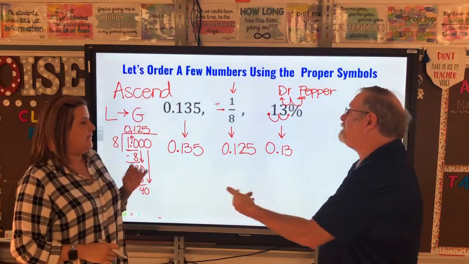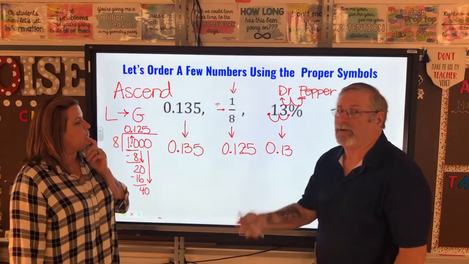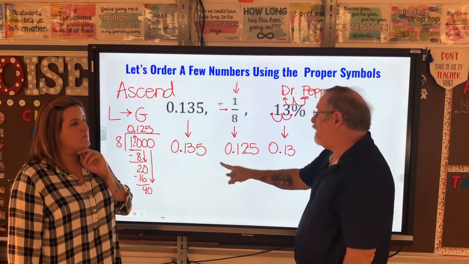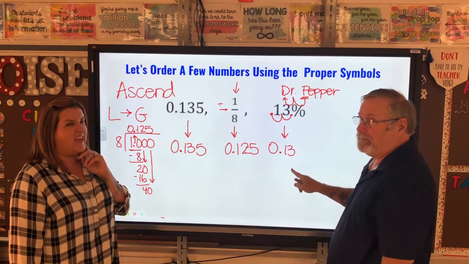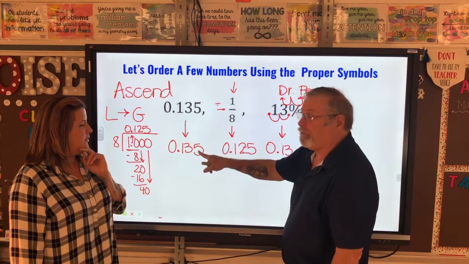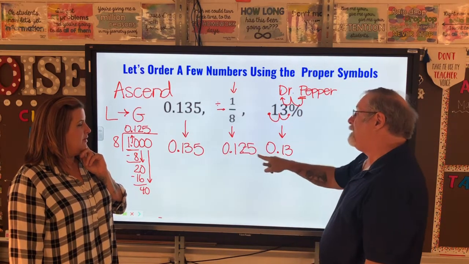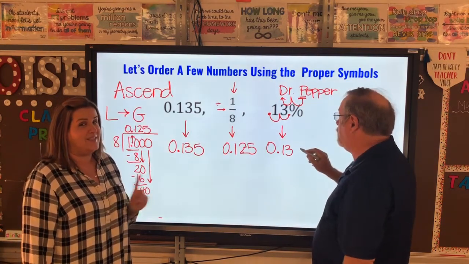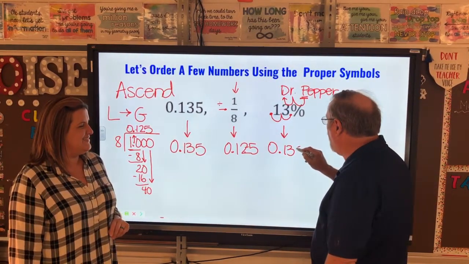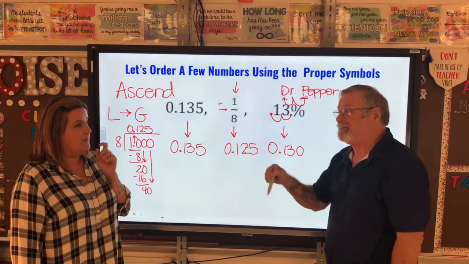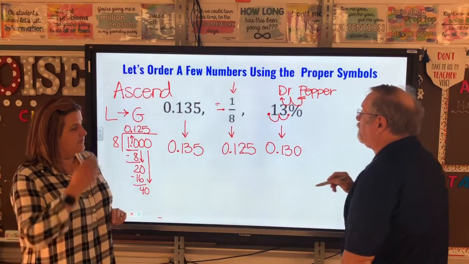Well, I'm kind of glad you did that, because one of the things I like to always tell students is it's hard to compare 135, 125, and 13. Yeah. So really, since that says 0.135, it would be nice if these also went out three digits. Well, to the thousandths place. Thank you. And so I'm going to add a zero here because I like to compare numbers that are the same size. So here are my three numbers.